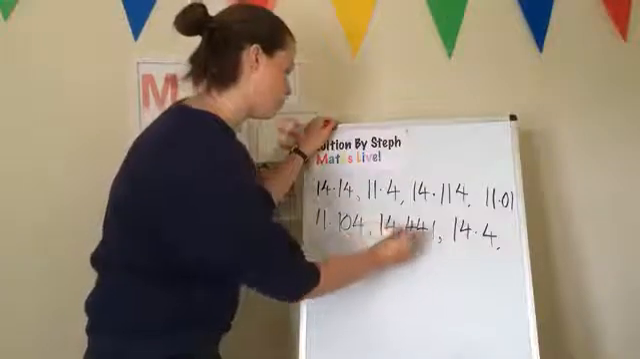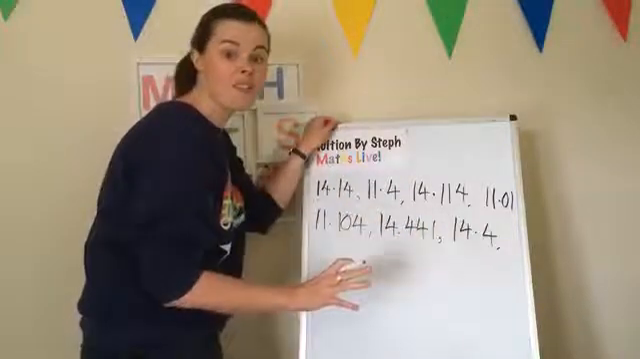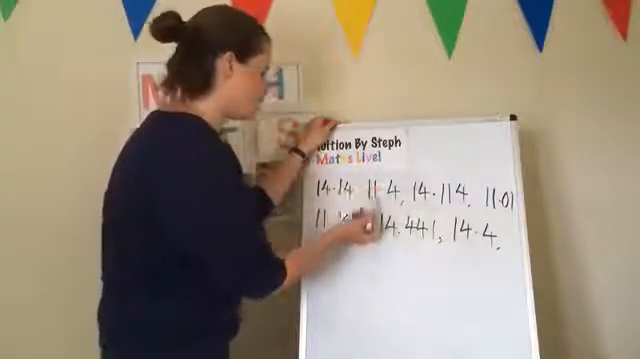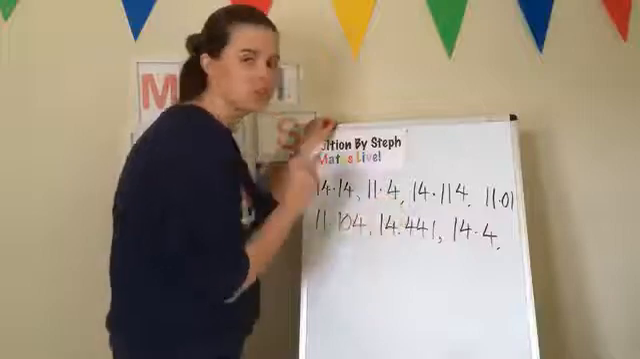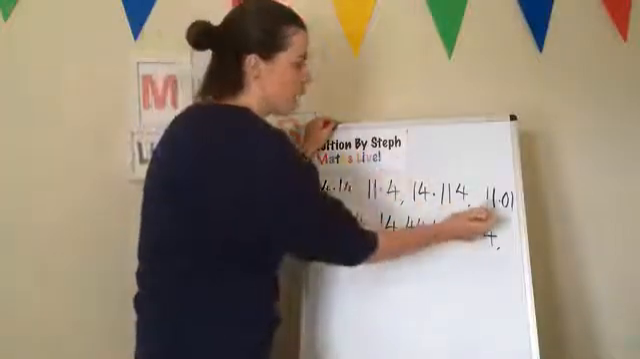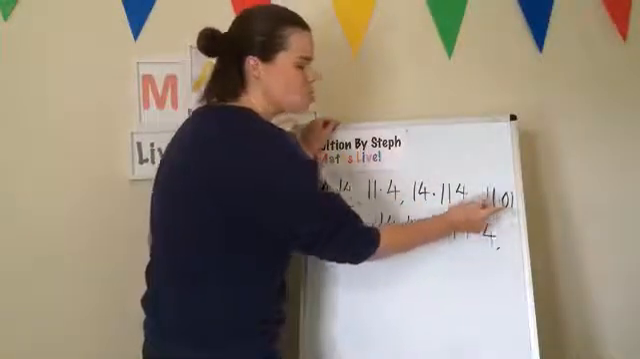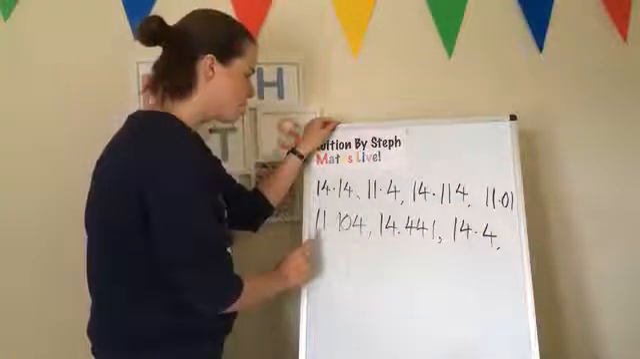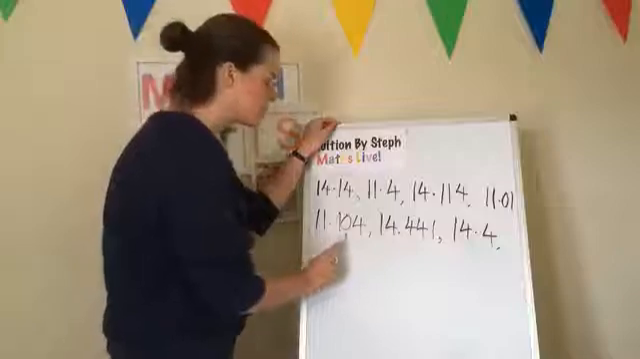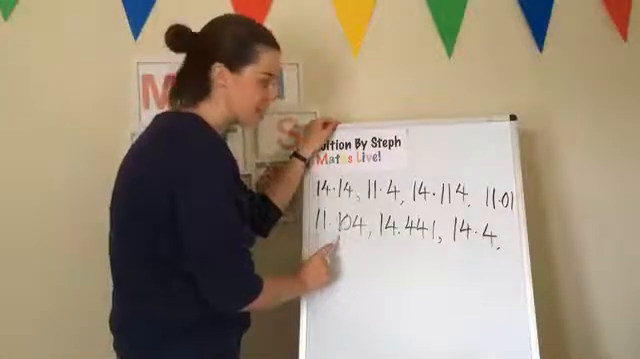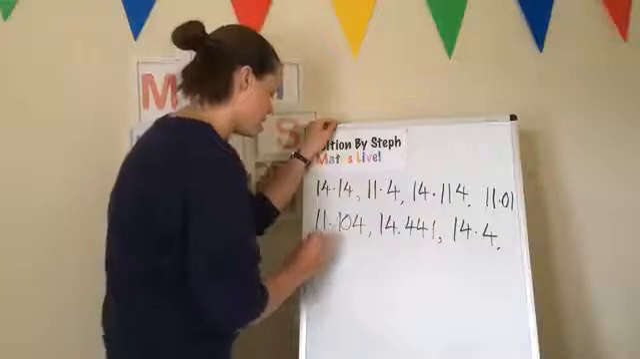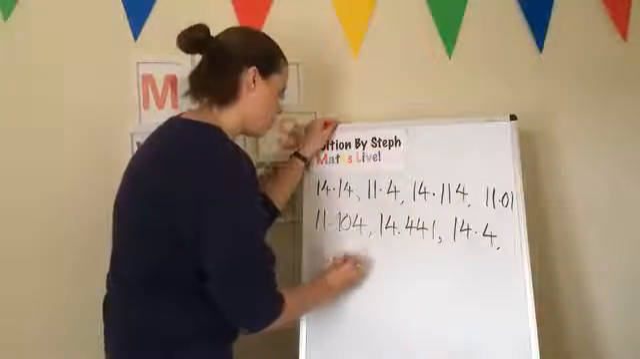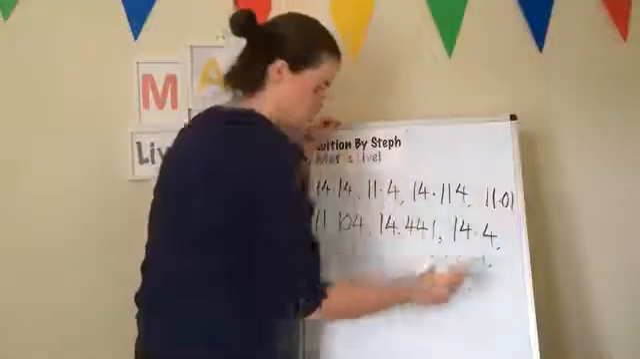And 11.104. So I've only got 3 that start with 11. These are going to be my first 3, but which one is first? I've got 11.4, which has 4 tenths. I've got 11.01, which has no tenths, so this is my smallest so far. And 11.104 has 1 tenth. So 11.01 is my first one, so I can cross that out.